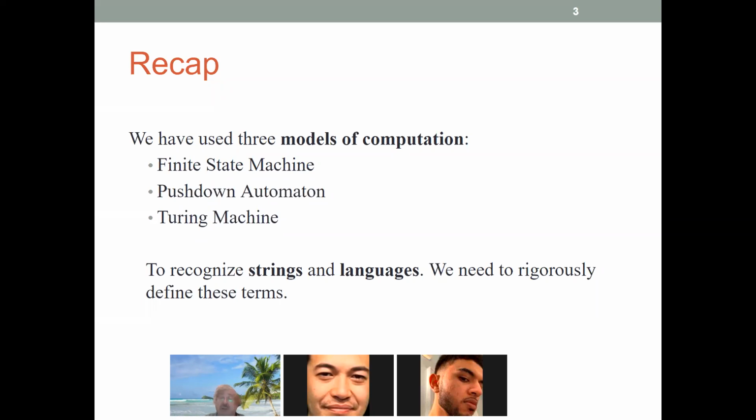Recognizing the language consisting of well-balanced parenthesized expressions. A finite state machine can't do that. You can build a machine to recognize the language consisting of one left parenthesis and one right parenthesis.